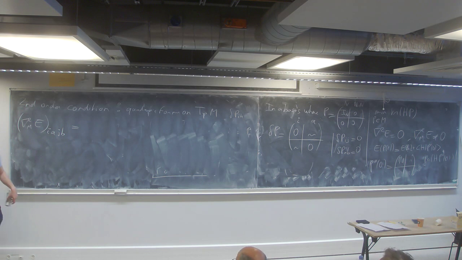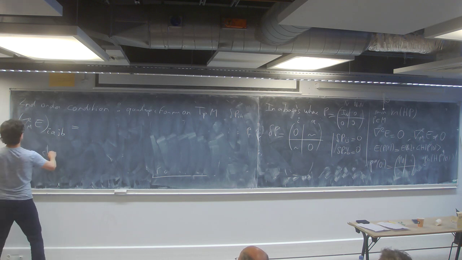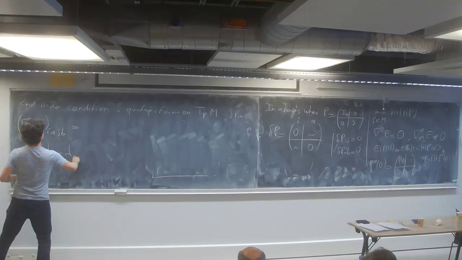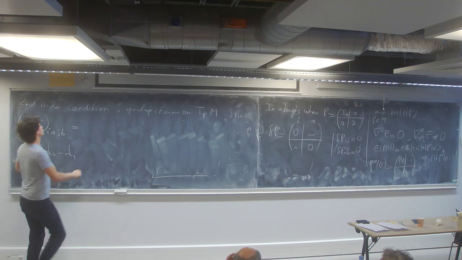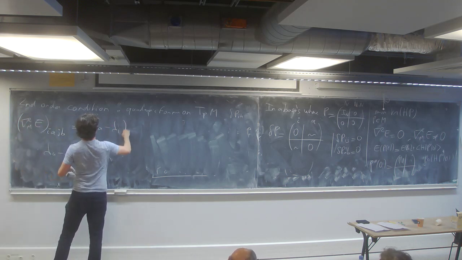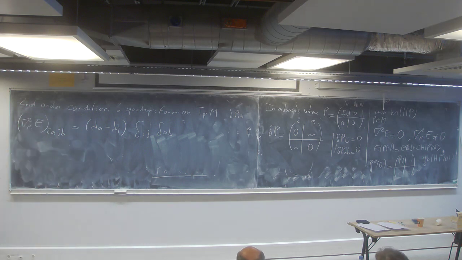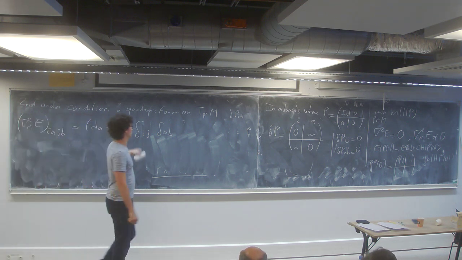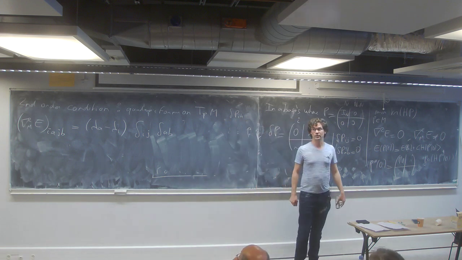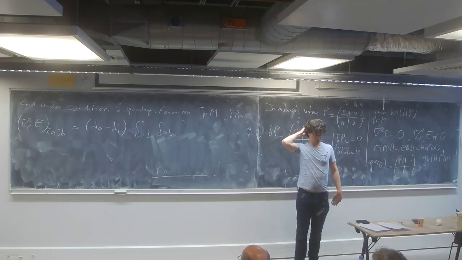If you try to think by analogy with the sphere: there, i and j were just one because there's only one occupied orbital, and a and b are the possible excitations. In the case of the sphere, remember, it was lambda_a minus lambda_1. So here, we should have something like lambda_a minus lambda_i, and here we put a delta_ij delta_ab. Here, the lambdas are the eigenvalues of H, with the usual convention that the i are occupied and the a are virtuals.